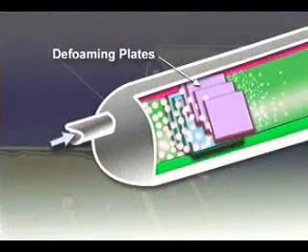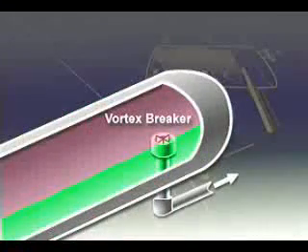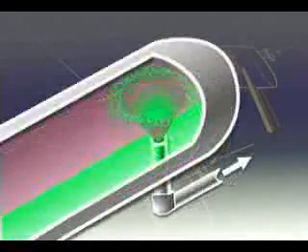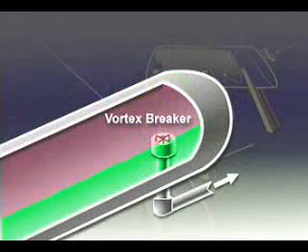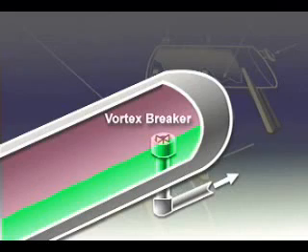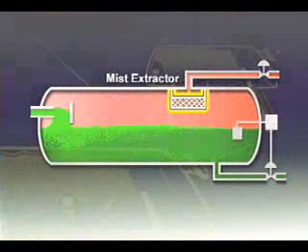Defoaming plates reduce foaming at the gas-liquid interface, which tends to occur when gas bubbles are liberated from the liquid. A vortex breaker keeps vortexes from developing when the liquid control valve is open, thus preventing gas from being drawn out of the vapor space and re-entrained in the liquid outlet. Mist extractors coalesce and collect small liquid drops from separated gas before the gas leaves the vessel.